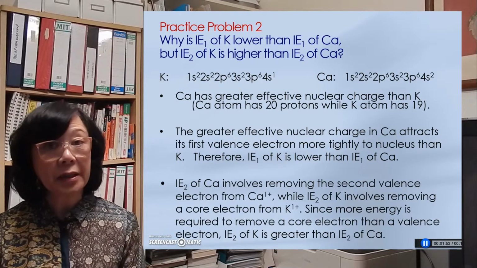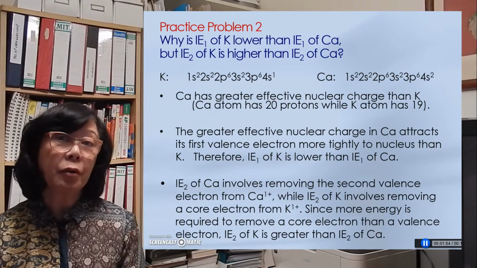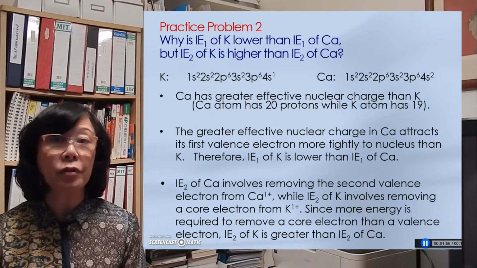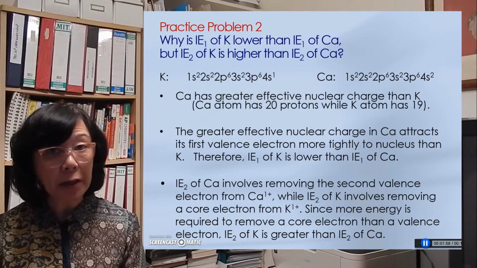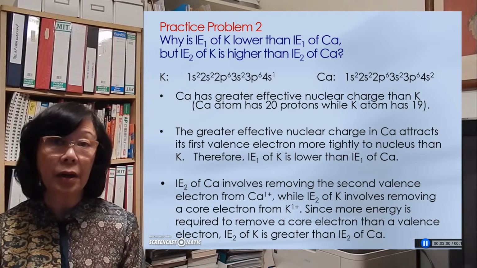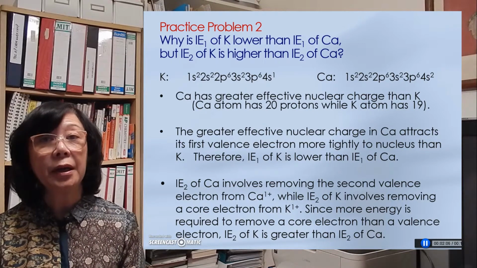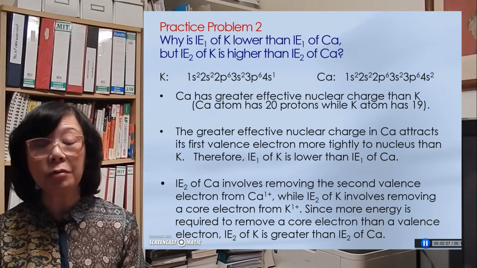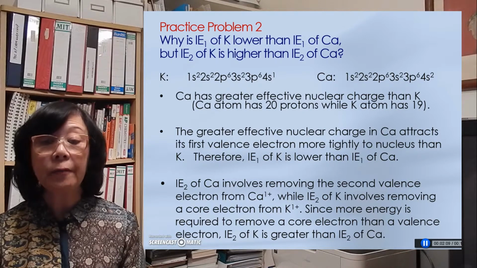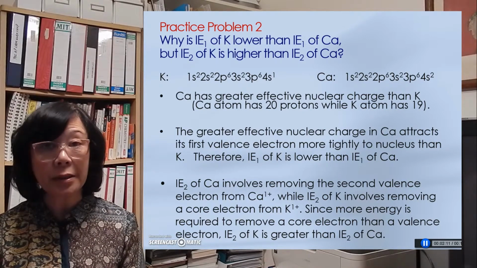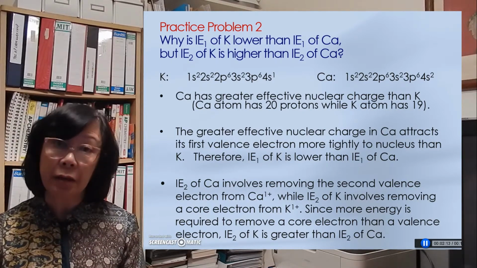Now, when we talk about second ionization energy, we're talking about removing the second valence electron from the Ca+ ion, but we are also talking about removing a core electron from the K+ ion. And certainly, removing a core electron requires more energy. Therefore, the second ionization energy of potassium would be greater than that of calcium.